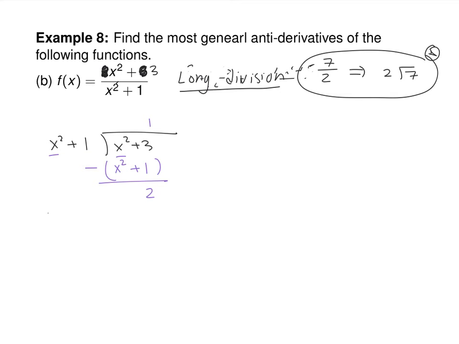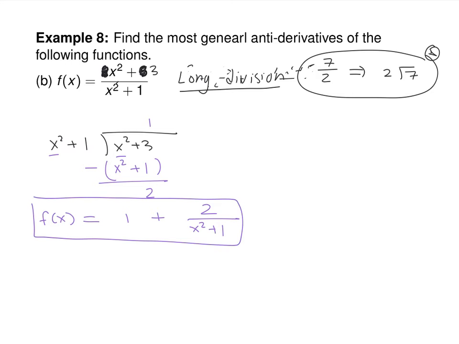So that means your function f of x is equal to 1 plus 2 over x squared plus 1. That's not my answer, but that is my original function. Does that make sense? That's the starting point. We haven't taken an antiderivative yet. This is just the original function. How could you check that that's the same thing as the regular f?